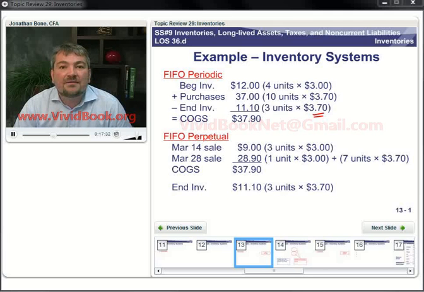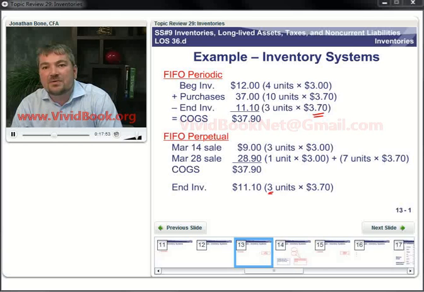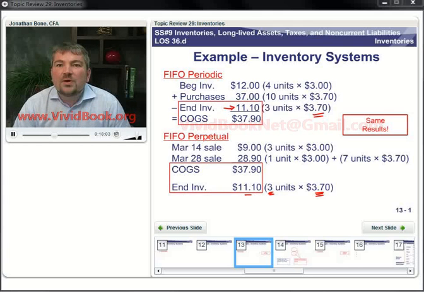Notice, therefore, if you add up your 2 sales, $9 and $28.90, you get an overall cost of goods sold of $37.90. The key thing to notice, therefore, is it's the same result under the periodic and the perpetual. And our ending inventory, of course, is going to be the same. Under the perpetual, we've got 3 units left, and they're the most recent purchases. $11.10 is exactly the same as what we had under the periodic. So you can see you get exactly the same results under periodic and perpetual if you're using FIFO.